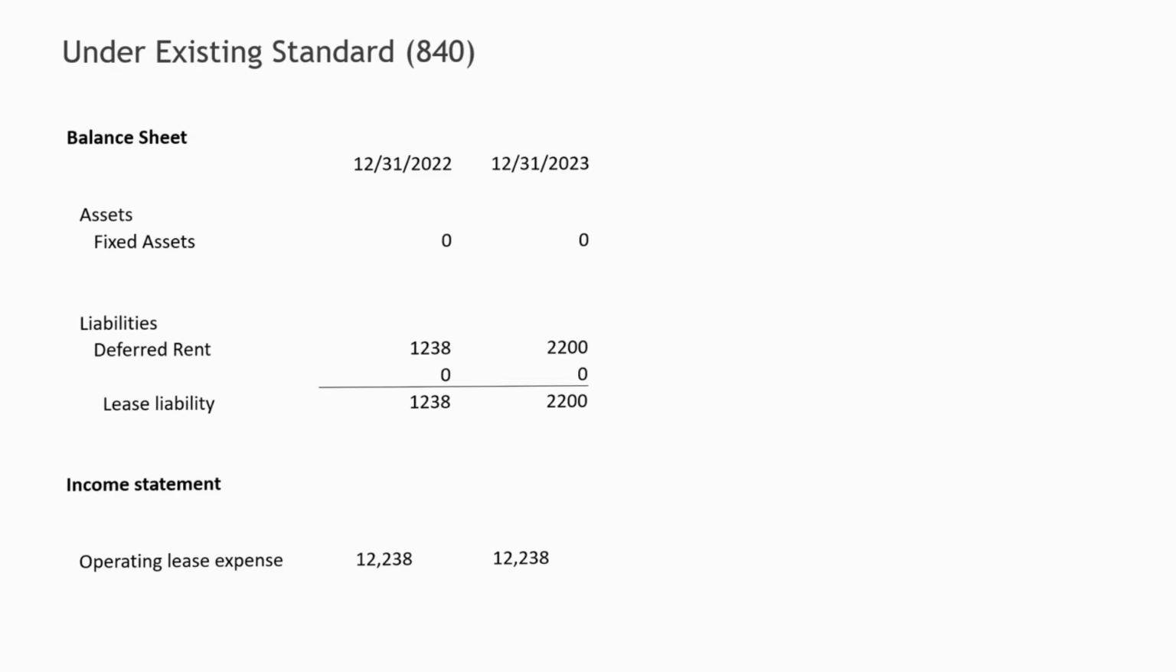So when we look at it under the existing standard, we have nothing in our fixed assets. And we do have some deferred rent because we look at it on a straight line basis over the life of the lease of 10 years. So we have some deferred rent in each of the 2 years. And our operating lease expense is going to be the $12,238 because it's, again, straight line for the 10-year period.